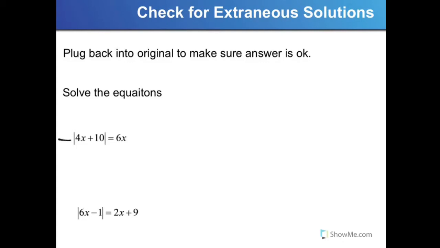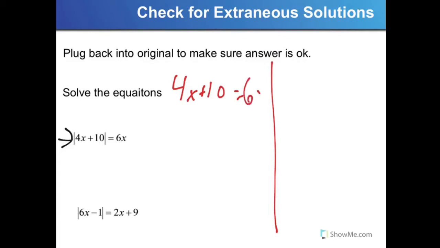Okay, we have the absolute value of 4x plus 10 equals 6x. So I have two different equations to solve. I have 4x plus 10 equals 6x, or I can have 4x plus 10 equal negative 6x. Now I'm going to solve both of them, so let's solve the positive one first.